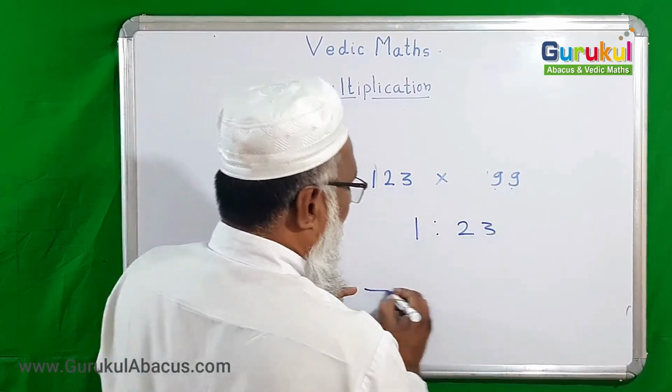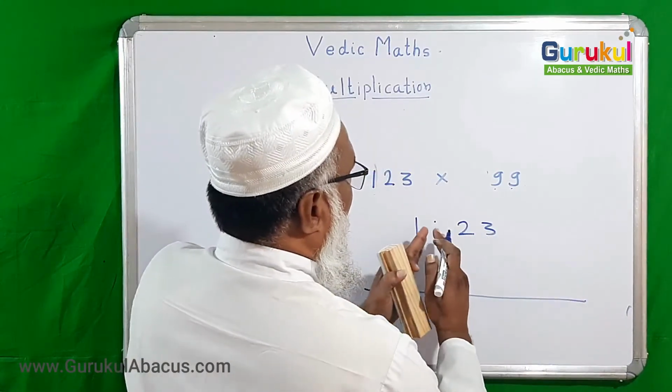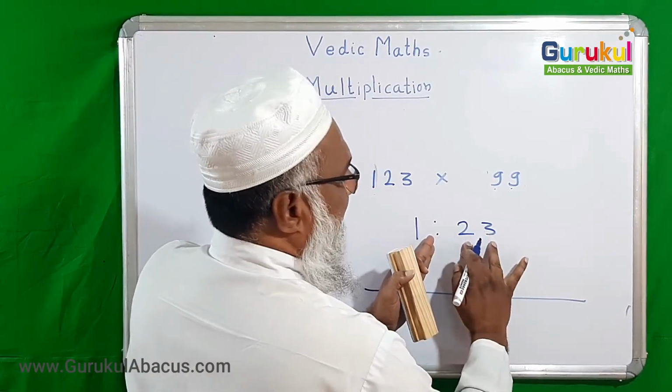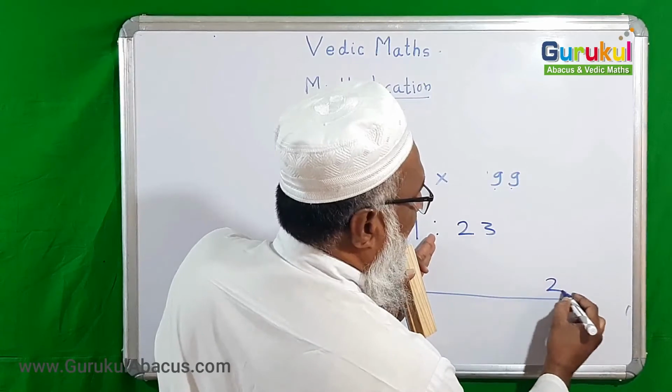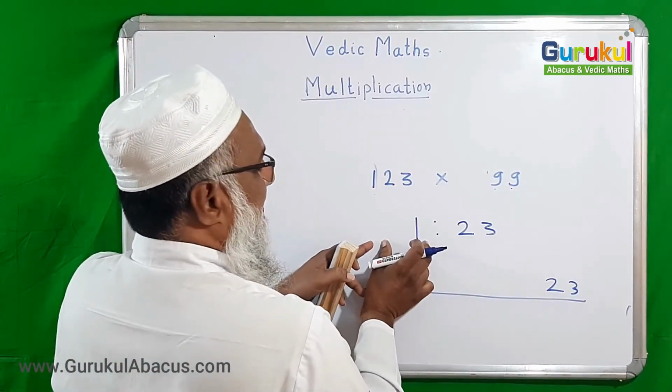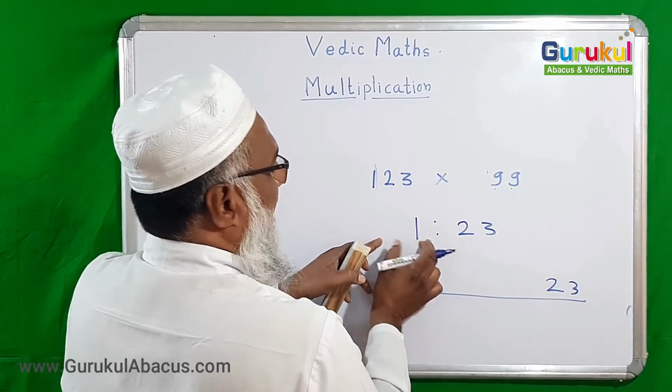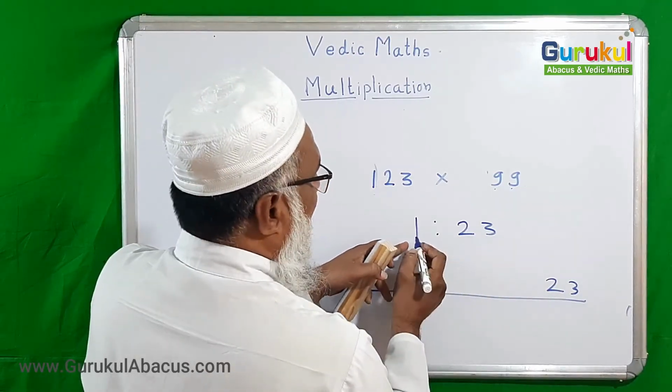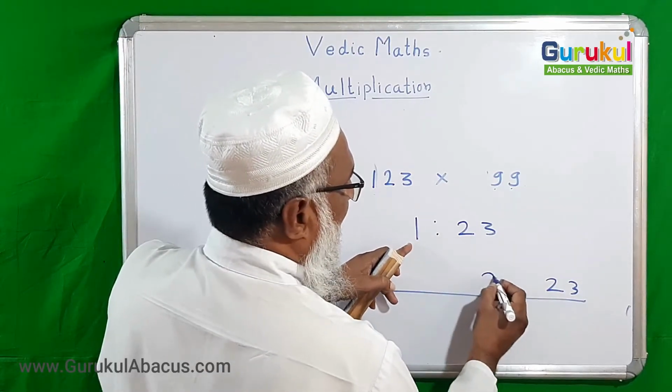Then what did we do? The part after the colon, that is 23, that again we wrote here, 23. And what is here? Number 1 we are looking, so we added 1 in that, so 1 and 1 2 we wrote here.